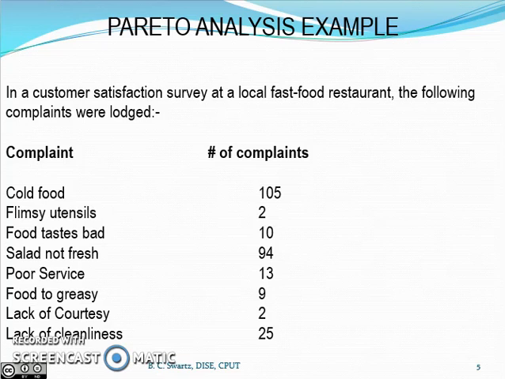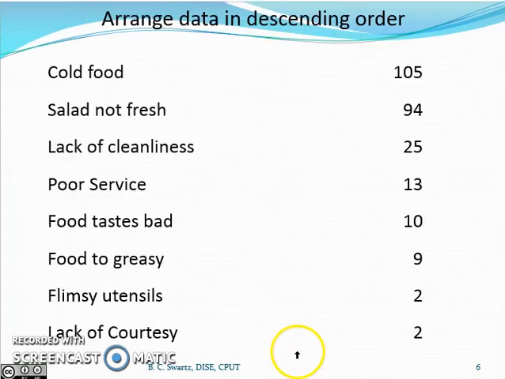So I collected data from my customers over a period of a week, and this was the data that they gave me. I found that I had 105 complaints on cold food, 2 on flimsy utensils, 10 on food tasting bad, my salad wasn't fresh 94 times, poor service 13, greasy food 9 times, lack of courtesy 2, and lack of cleanliness was 25. So step number 1 was to arrange it in descending order, which I did over here.